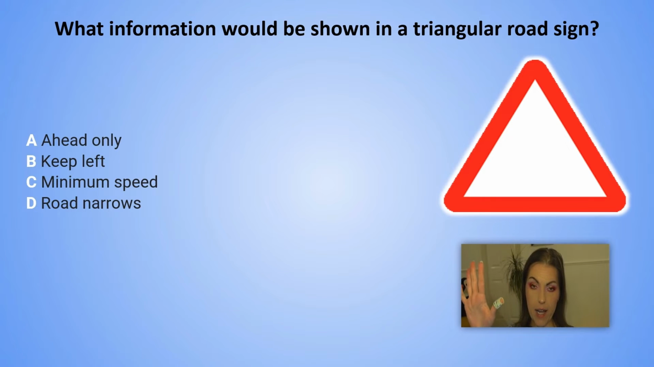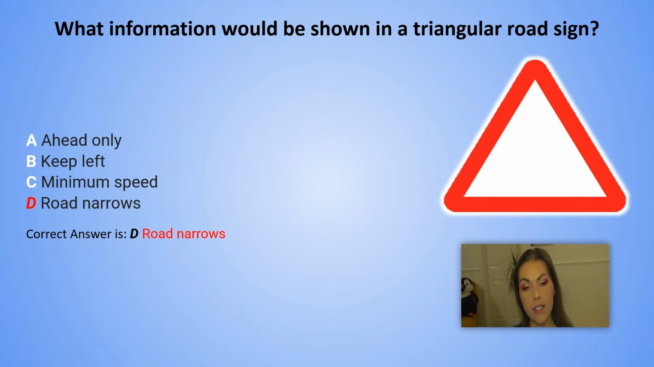Countdown. 5, 4, 3, 2, 1. And the correct answer is D, road narrows.